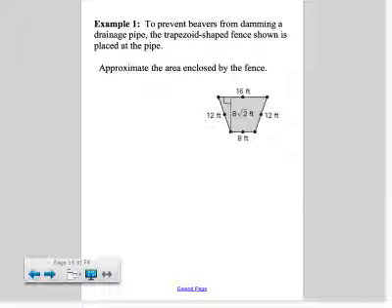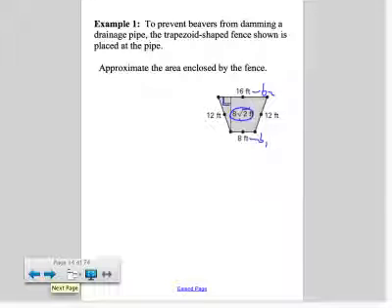It's funny because here's a story problem, and you have all this hoopla involved. It says to prevent beavers from damming a drainage pipe. Who cares about beavers damming a drainage pipe? The big idea is that you have a trapezoid shaped fence here, and it says approximate the area enclosed by the fence. Well, identify your bases, B1, B2, and then identify your height. The biggest deal here is recognizing that the 8 root 2 is your height, not the 12. I know it's the height because it's perpendicular, and it's the distance between my two bases. That's what the height is in a parallelogram.